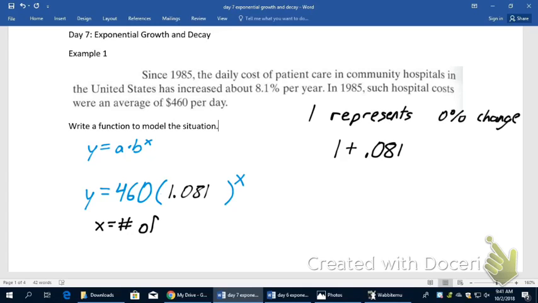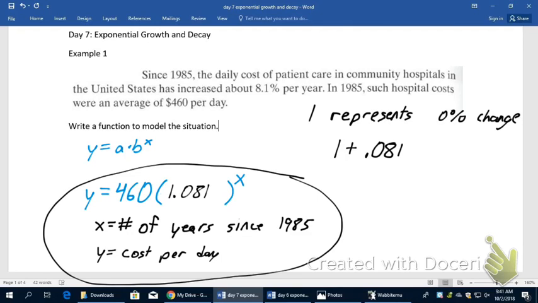As an extra note, you should mention what your variables represent. So x is the number of years since 1985, and y is the cost per day. And that is my final answer. I've modeled it as a function. That's all I was supposed to do here.